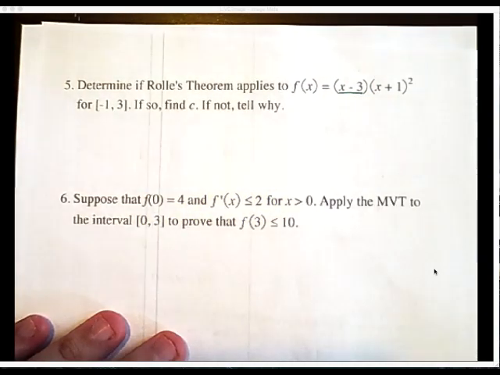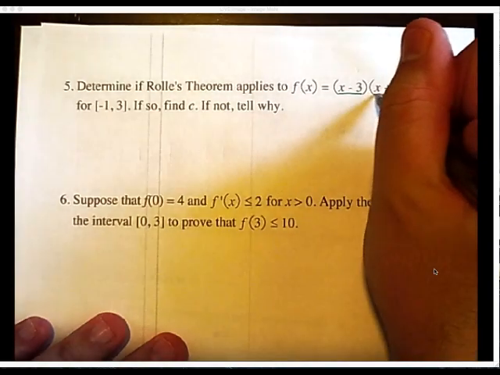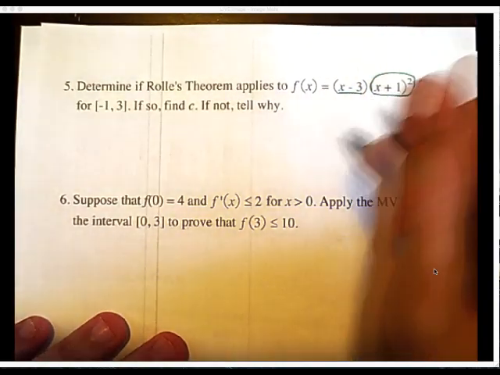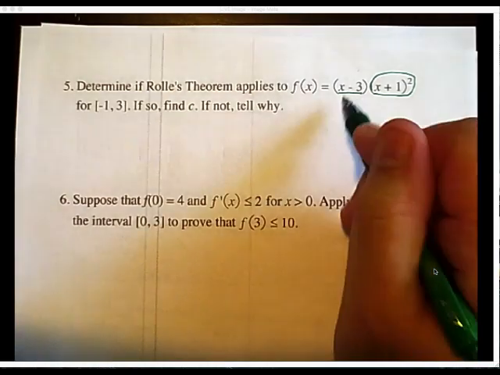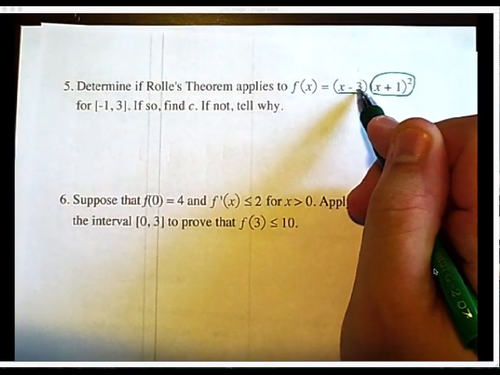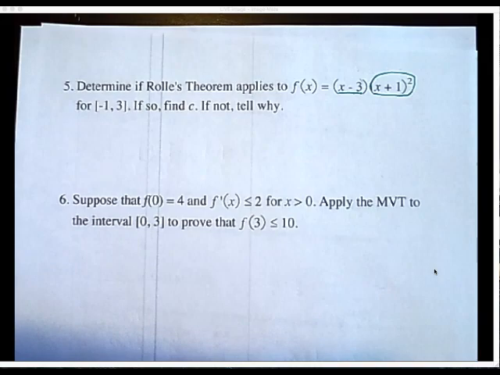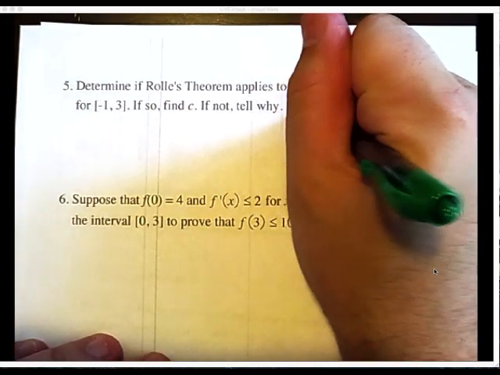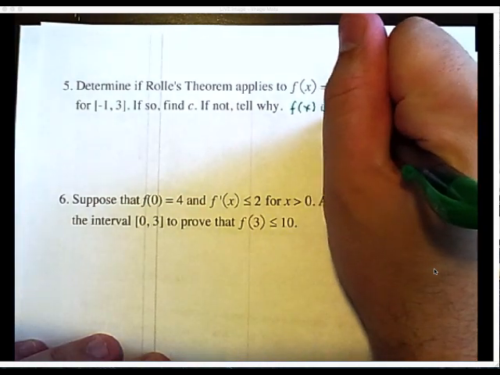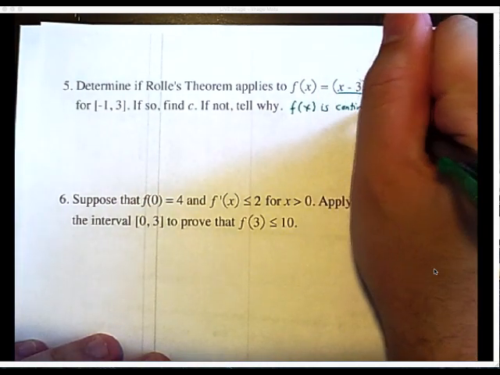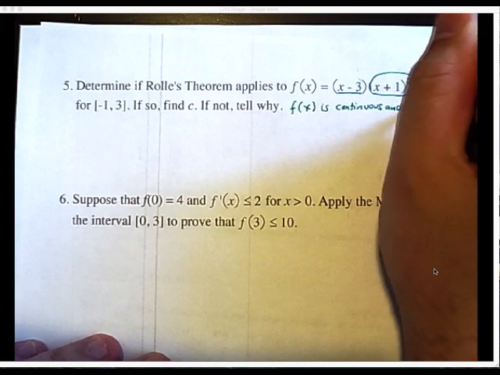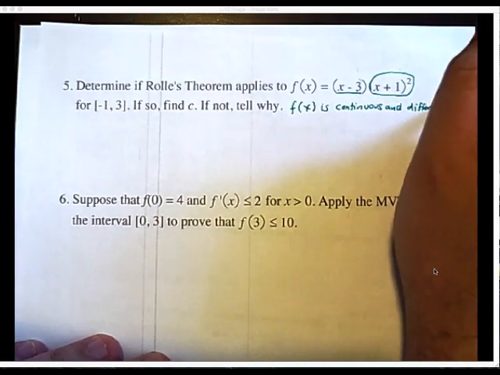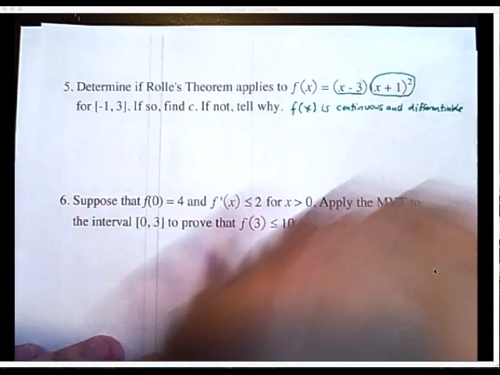So that's a polynomial. This whole thing's a polynomial. So I know that this thing, a polynomial, is continuous and differentiable. If you multiply two polynomials, they're also going to be continuous and differentiable. So I know right away f of x is continuous and differentiable. So the first two conditions are met.